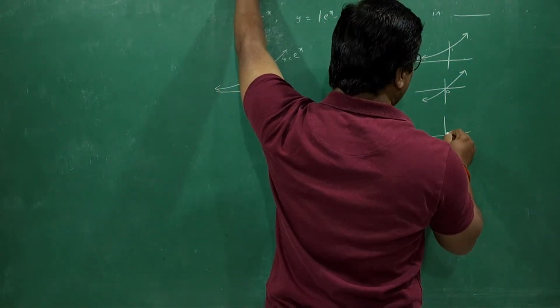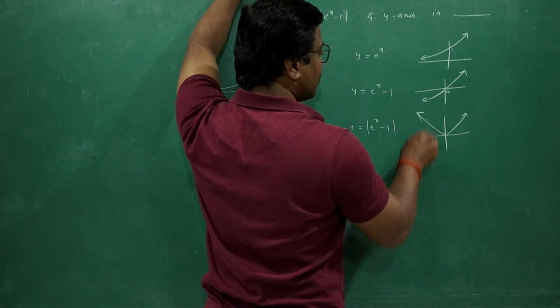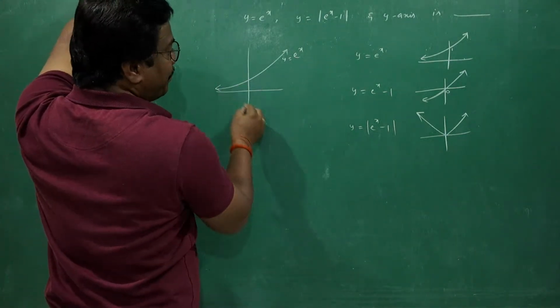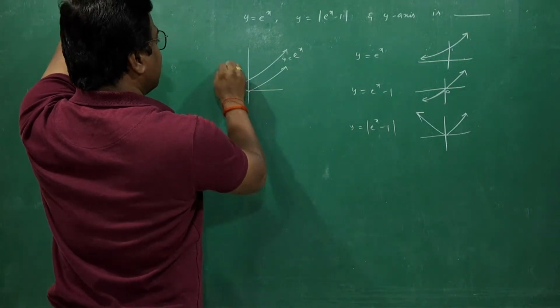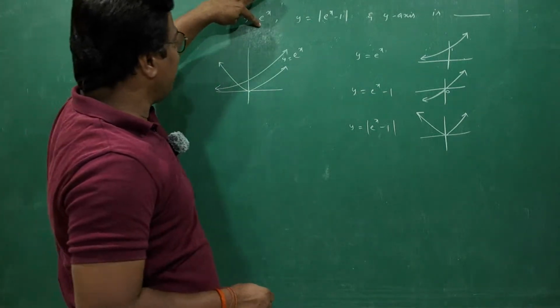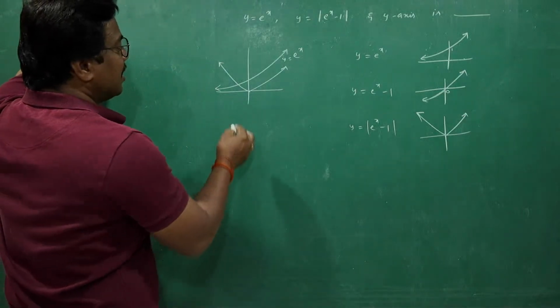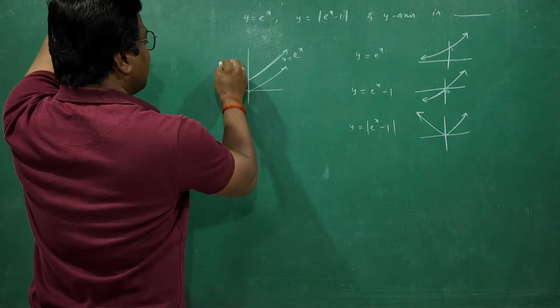what happens? The negative portion changes to positive portion. In this way, you will get this one as well as this one. So, the area bounded by y equal to e power x, y equal to mod e power x minus 1, as well as the y axis. This area you need to find.